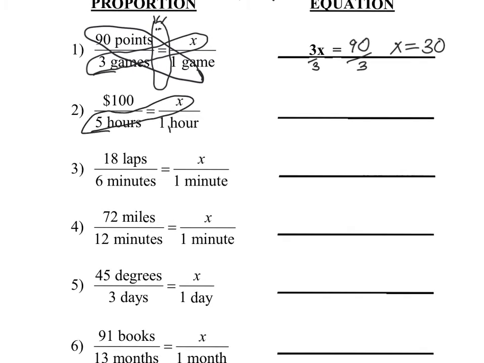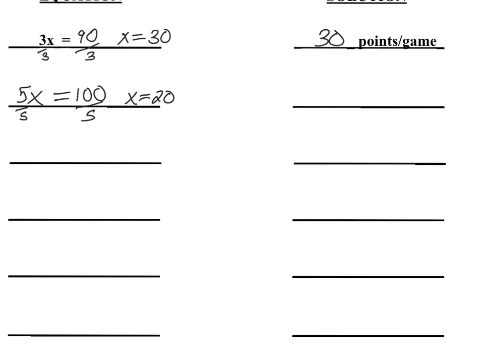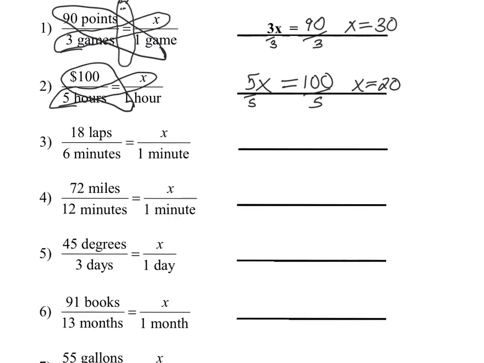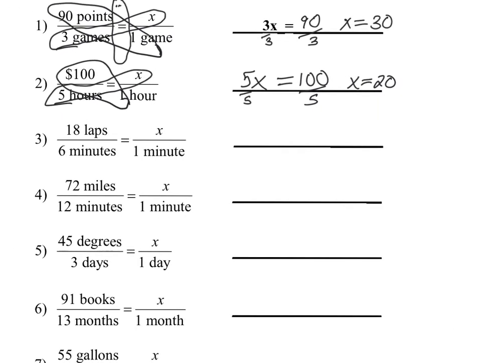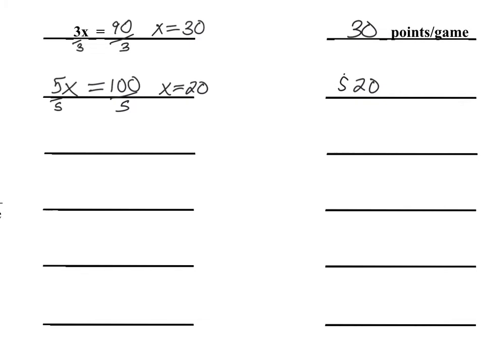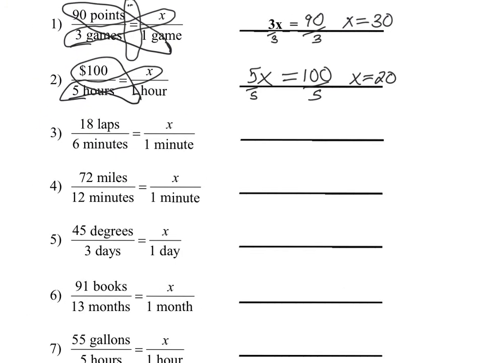Same process here, 5 times x, 1 times 100. So here we have 5 times x, which is 5x, and 1 times 100, which is 100. Divide by 5, divide by 5, x equals 20. So that means 20, and we look back at this, and that is dollars per hour. Remember, the per is always what's at the bottom of the right-hand fraction. We're always looking for one of something.